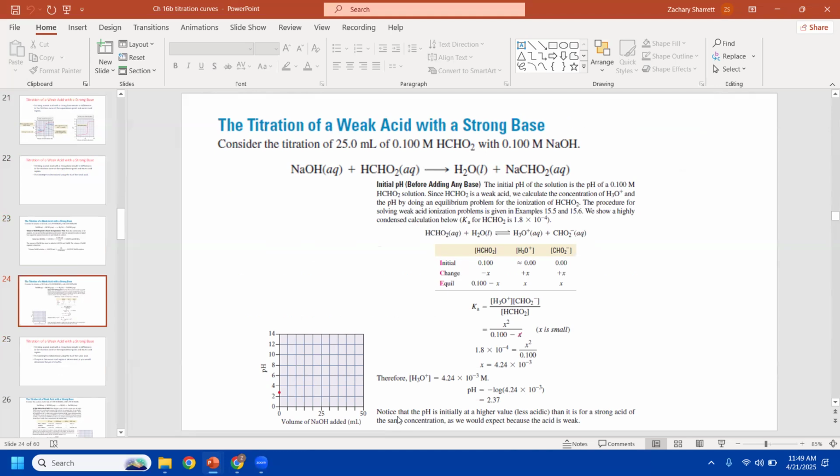So notice how we have to do an ice table, using the Ka value of formic acid in this case, to find that the pH is acidic. So a weak acid solution should have an acidic pH, right? Remember, a strong acid at a pH of 1, a weak acid at the same concentration has a pH of 2.37. That makes sense, right? Because it's not dissociating as much.